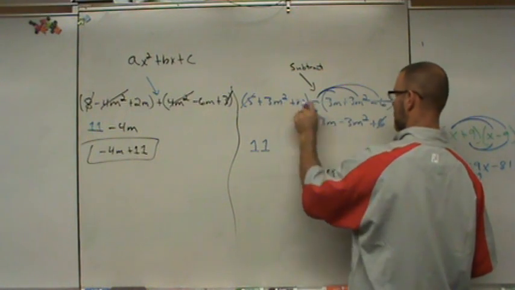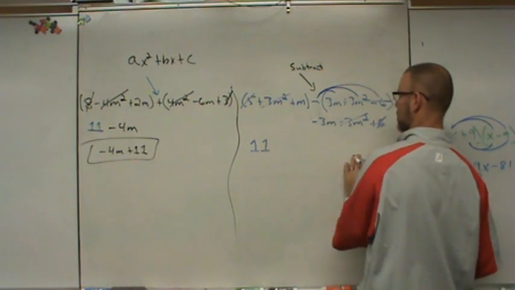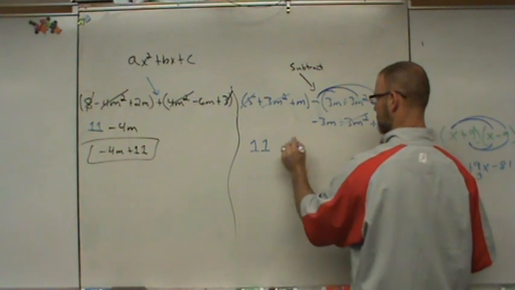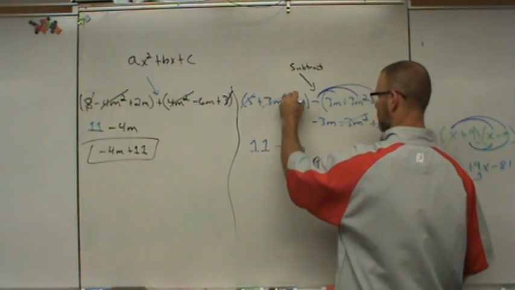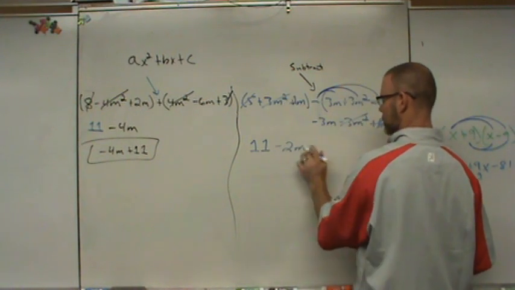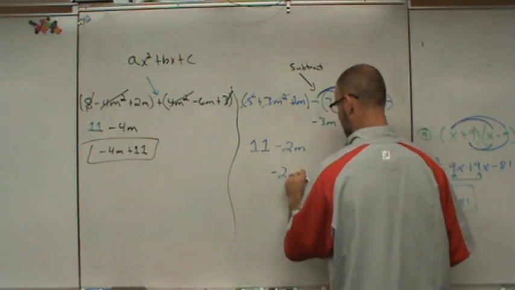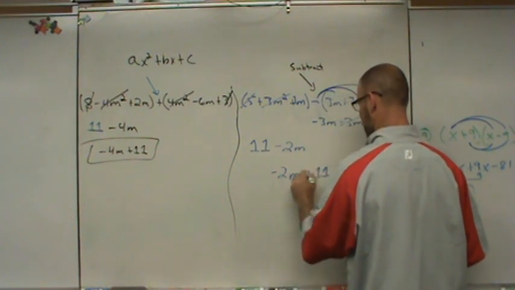Got to make sure I'm doing my m squareds. Those cancel each other out. M minus 3m is minus 2m. Think of there's a 1 in front of there. 1 minus 3 is negative 2. And again, it's minus 2m plus 11.